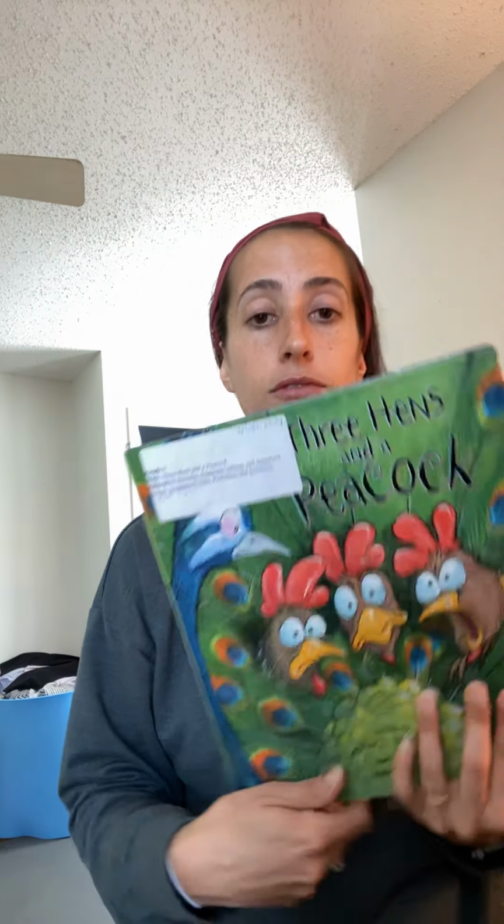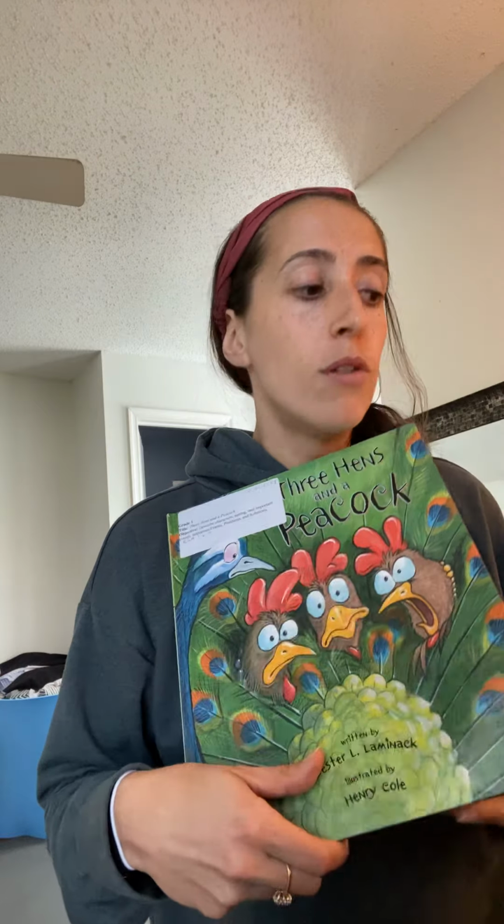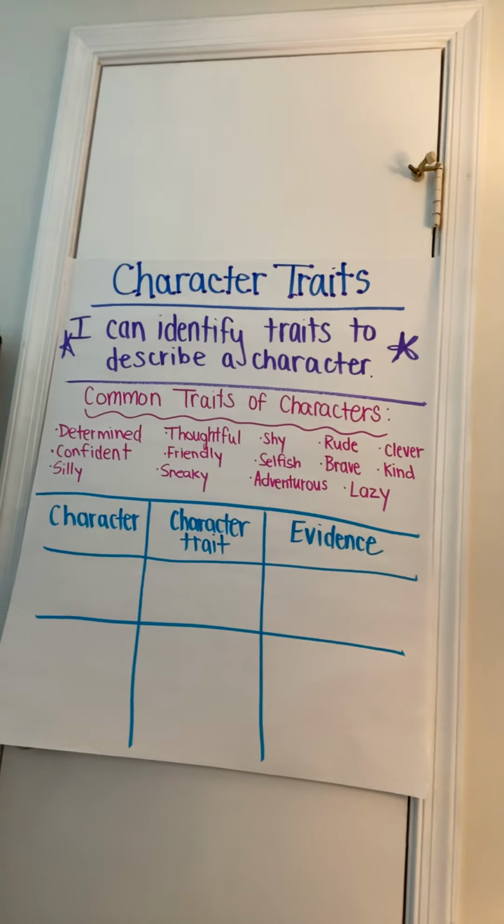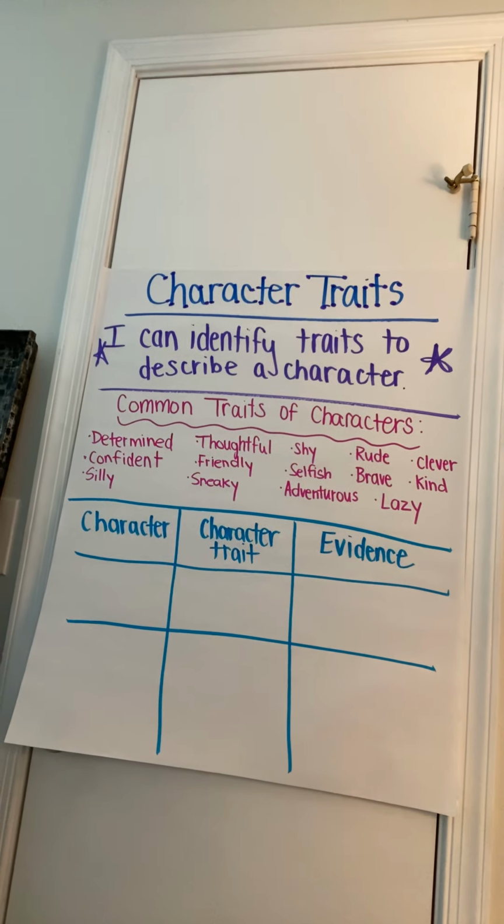When you're listening to the story today, the first thing is we have to identify characters. Who are the characters in the story? We can't describe them if we don't know who they are, right? So I want you to be thinking about when I first introduced this book, who are the characters? We're going to be filling in this chart over here. We're going to be putting characters, a trait that they have, and evidence.